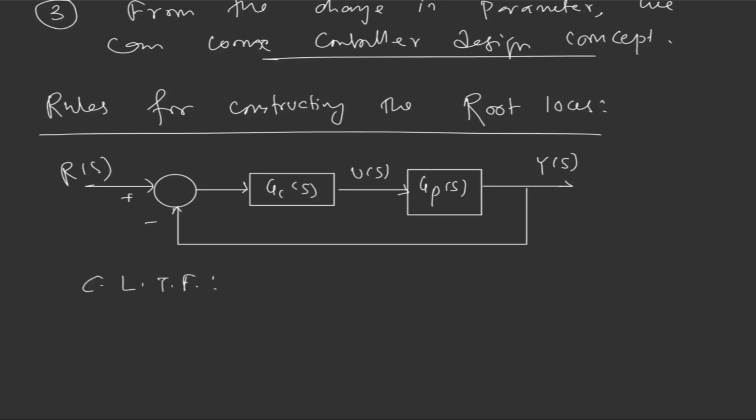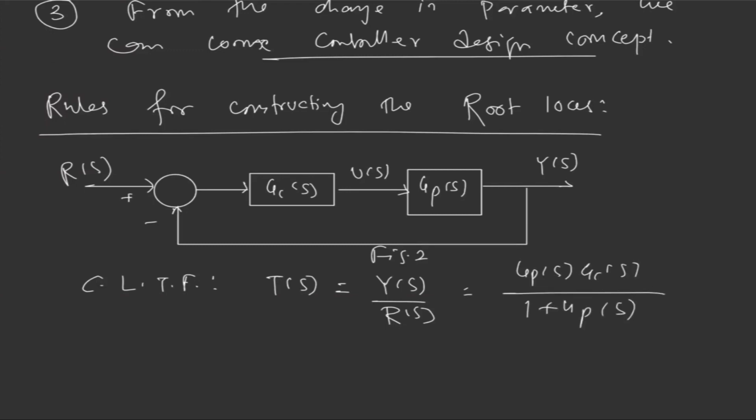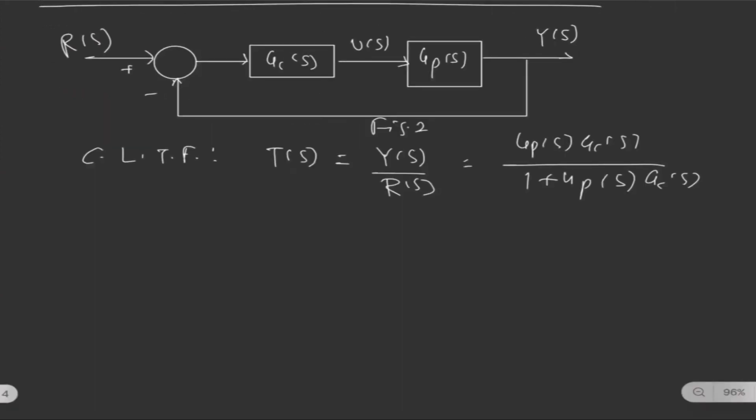and the CLTF we can find. Let me define the closed loop transfer function of this figure 2, T of S. The transfer function Y of S over R of S we can write as GP of S GC of S over 1 plus GP of S GC of S. The characteristic equation we can write as 1 plus GP of S GC of S equal to 0. And the OLTF we can denote in the following structure.